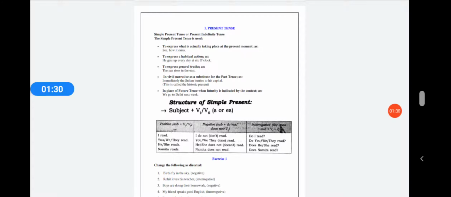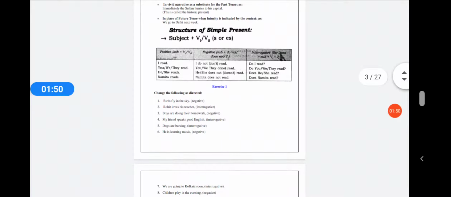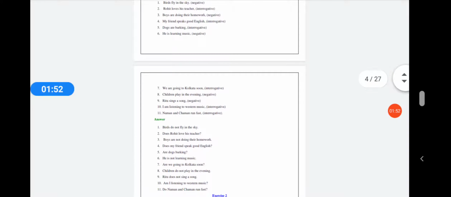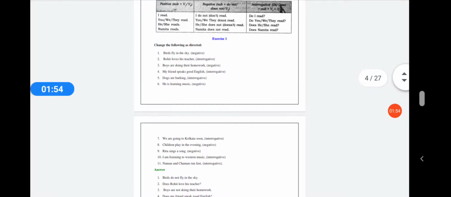Then they are saying verb 1 or verb 2nd. So there can be two verbs in a sentence also. That also I taught you, but you keep it simple: subject plus verb plus s or es. And then they have also given the formulas for positive, negative, interrogative. Then there are exercises which are solved here, but try and understand these exercises.